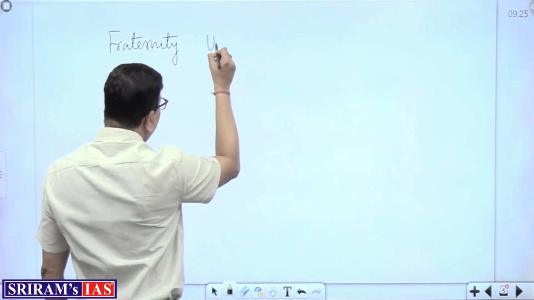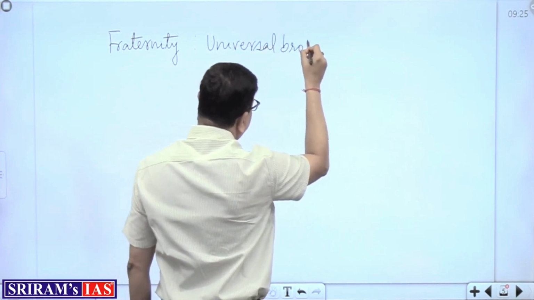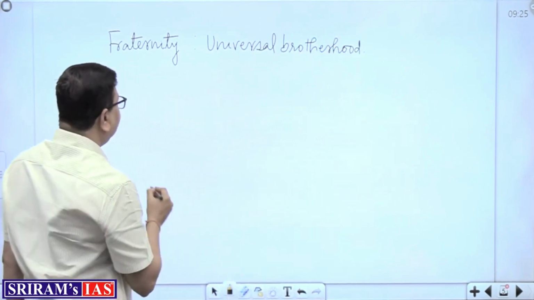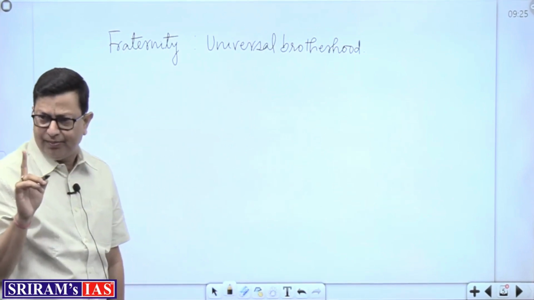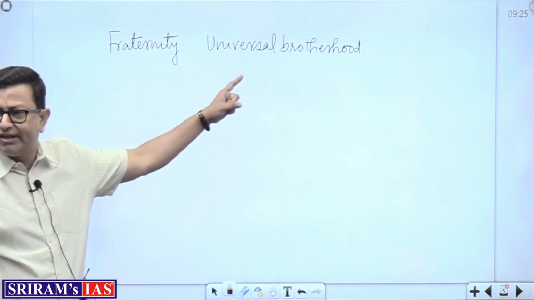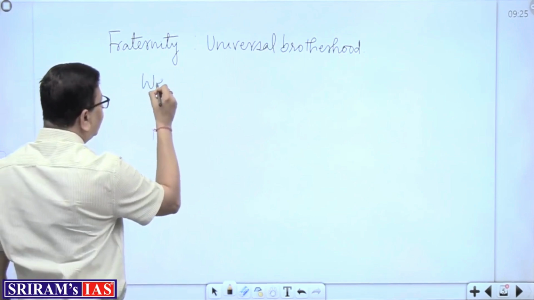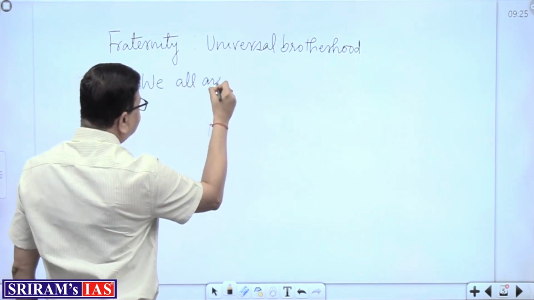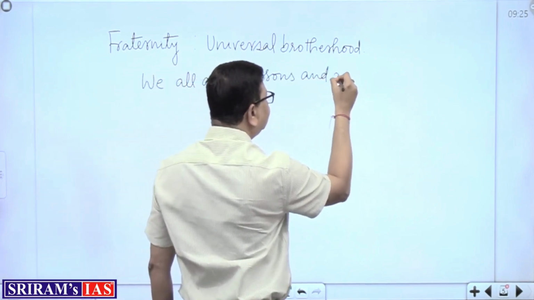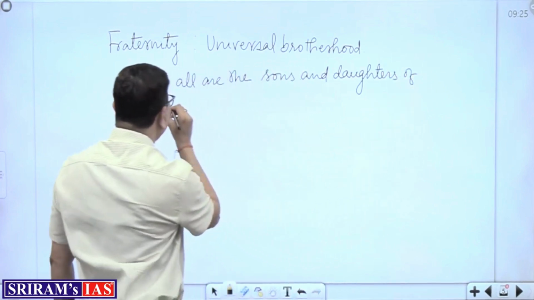Fraternity is the concept of universal brotherhood. That is the concept of Vasudhaiva Kutumbakam, the G20 logo that you may have seen everywhere. What is that concept? That is the concept of universal brotherhood. That is the concept of Vasudhaiva Kutumbakam. That is, we all are the sons and daughters of the same soil.